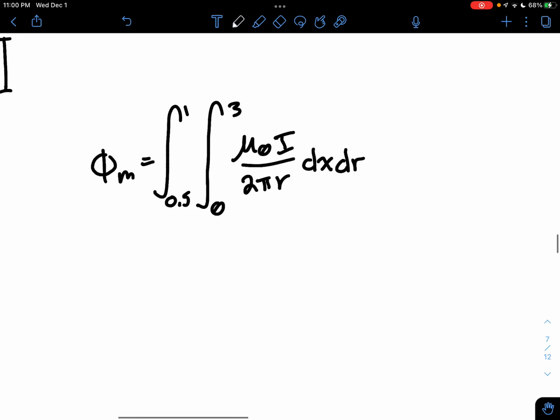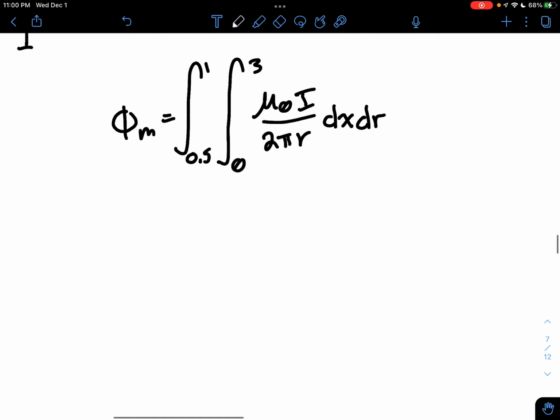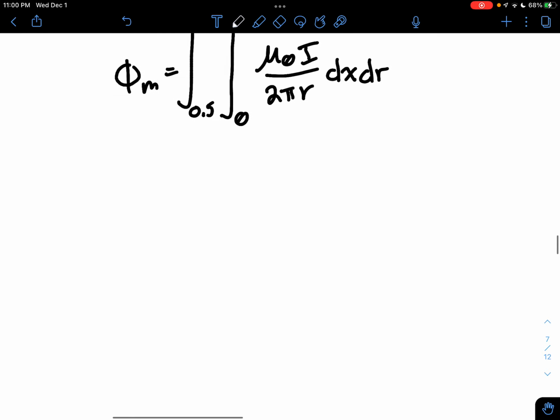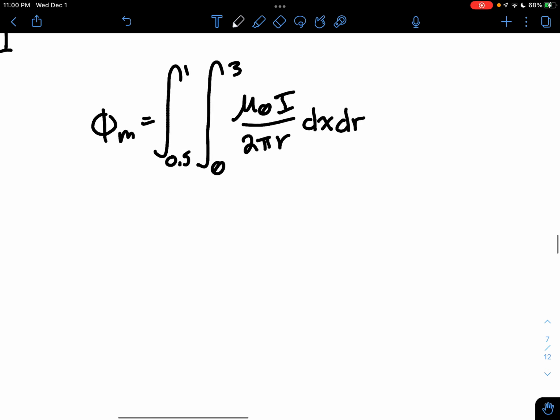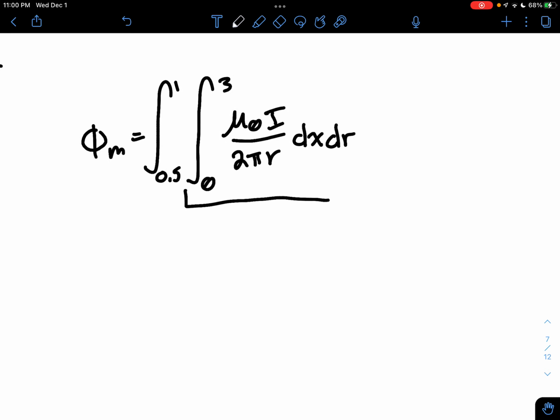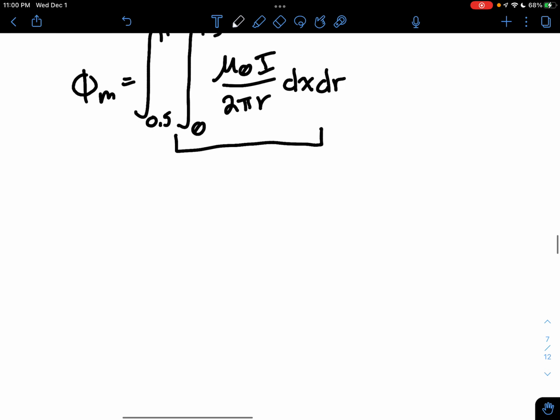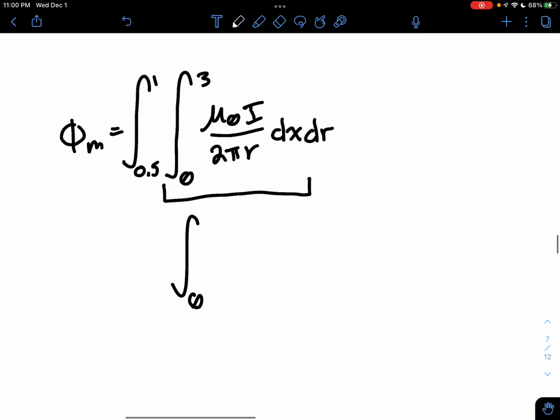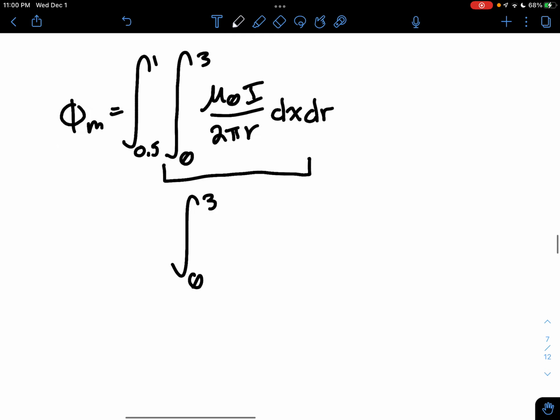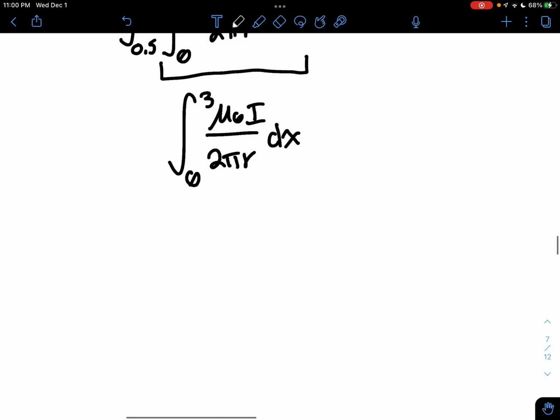Lovely, brilliant, good times, right? So now we just integrate real quick with respect to x, right? The way you solve a double integral is you just take the inside bit first, solve this as if it was a normal integral from 0 to 3 of mu naught I over 2 pi r dx. That's all we're solving for right now.